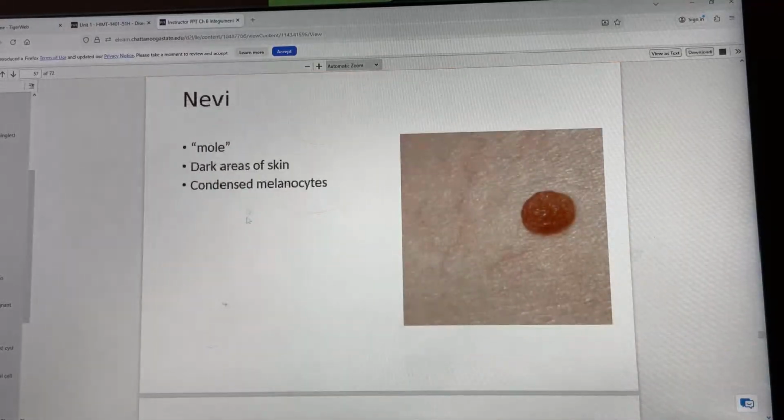All right. Then we got nevi, I don't really know how you say that. These are just a fancy word for mole. Everyone knows what moles are. You probably have them. I've got one right here. I've had this since I was a child, my whole life. It's just a dark area of skin.